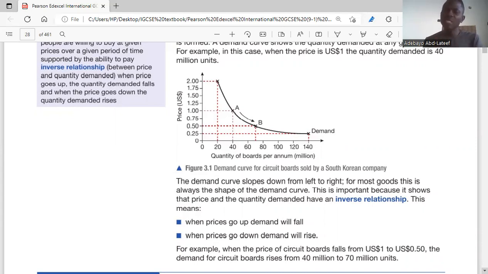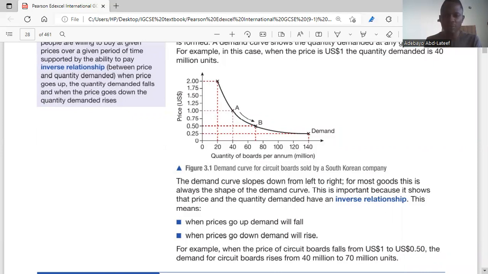So for the demand curve, most of the demand curve is always a downward slope. Why is it a downward slope? It's a downward slope because the quantity horizontally, the price, when you talk about the price of the product, when it falls, the quantity demanded will always increase. Do you get it? Are you with me, please?